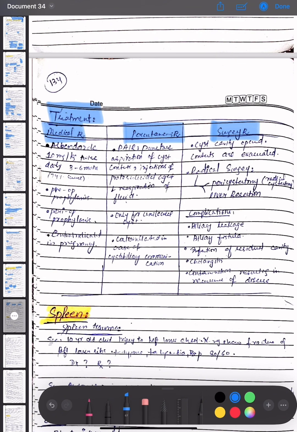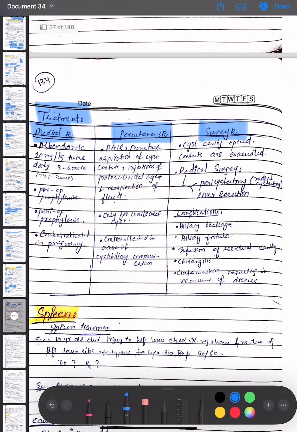Percutaneous treatment is puncture aspiration of the cyst contents, injection of a scolicidal agent, and re-aspiration of the fluid, only for unilocular cysts, and it is contraindicated in case of cystobiliary communication. In surgical treatment, the cyst cavity is opened and contents evacuated; radical surgery, pericystectomy, and liver resection are done. The complications are biliary leakage, biliary fistula, infection of the residual cavity, cholangitis, and contamination resulting in recurrence of the disease.